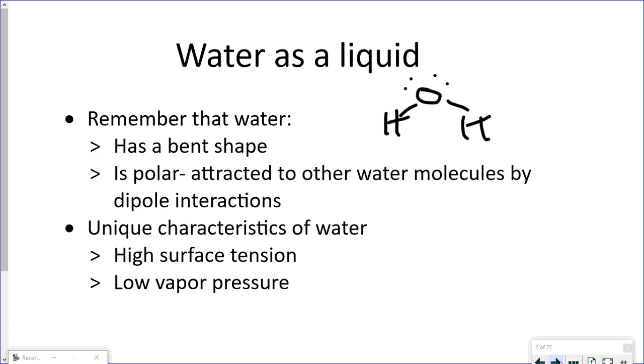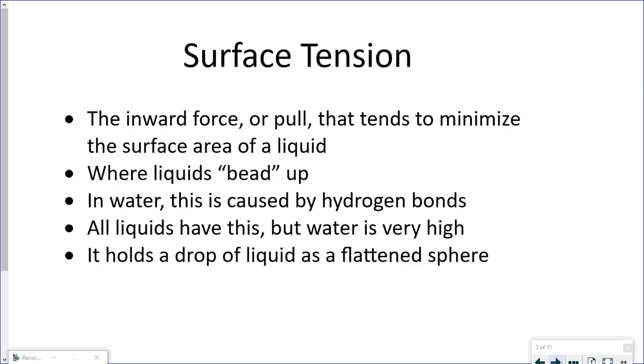Some unique characteristics of water we're going to talk about is its really high surface tension and its really low vapor pressure. So talking about surface tension. Surface tension is that inward force or pull that minimizes the surface area of a liquid. So this is where you might have a liquid bead up. So say that you have a drop of water on a table. It's going to be a force pulling all of the molecules in towards the center.